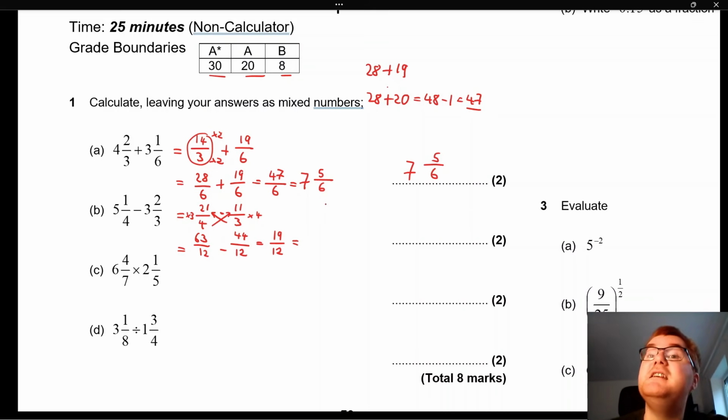Then we convert this into a mixed number. So how many 12s go into 19? 1, remainder 7, that goes at the top. We keep the 12 on the bottom. So we have 1 and 7 over 12.